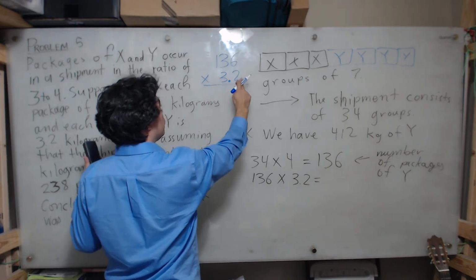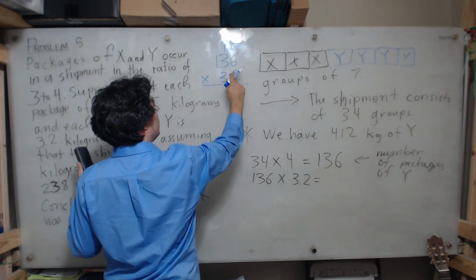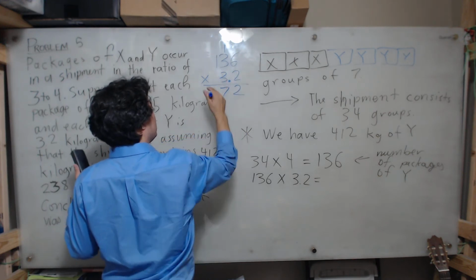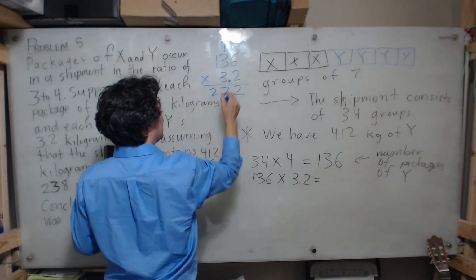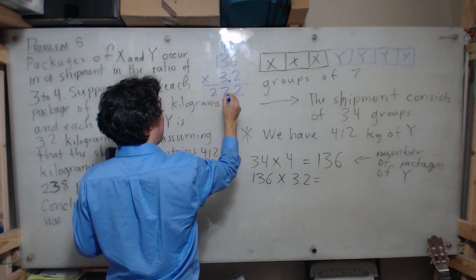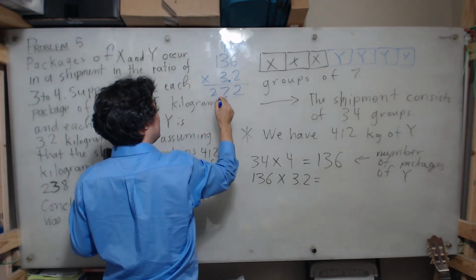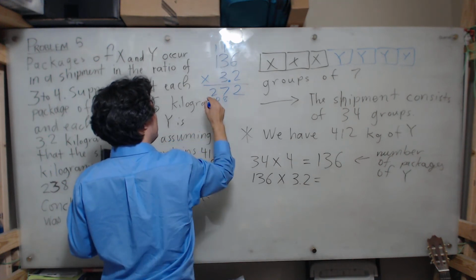136 times 3.2. Multiply. 2 times 6 is 12, so I bring down the 2, carry the 1. 2 times 3 is 6, 7. 2 times 1 is 2. Then I'm going to do 3 times 6 is 18. I'm going to bring down the 8, carry the 1. 3 times 3 is 9. I add 1, that's 10. So I'm going to bring down the 0, carry the 1. 3 times 1 is 3, plus 1 is 4.